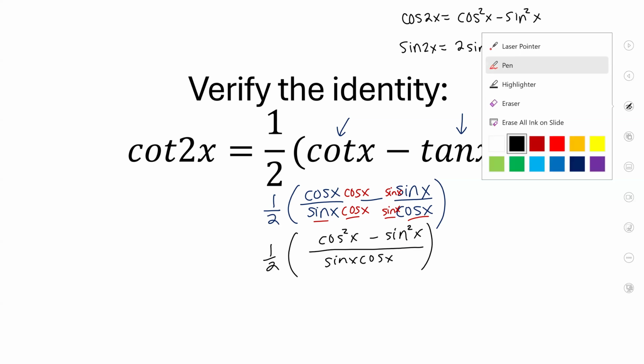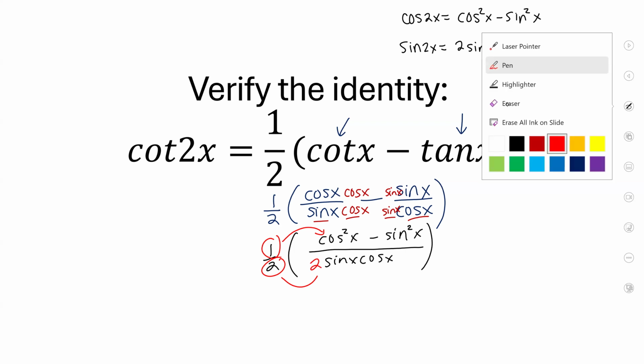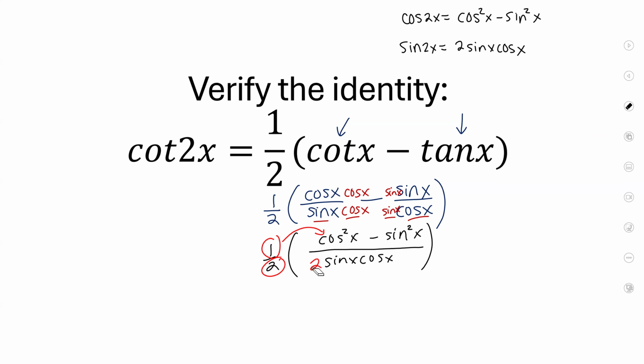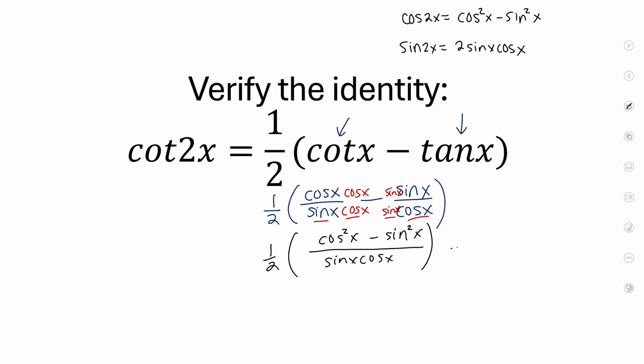Notice, if I multiply this inside, 1 times the top, it just stays the same. 2 times this is just 2, all of that. So I'm just going to go ahead and distribute that in, and you'll be able to see it better. When I multiply in 1/2, this will just be cosine squared x minus sine squared x over 2 sine x cosine x.